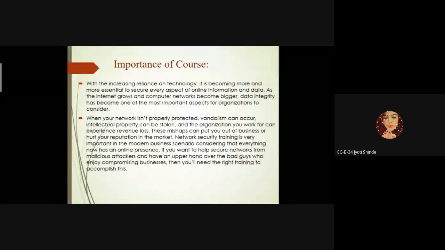You can comment your thoughts. What is the need of network security? Why can we use it? What is the necessity of network security?